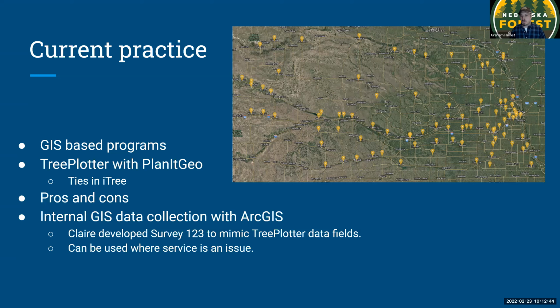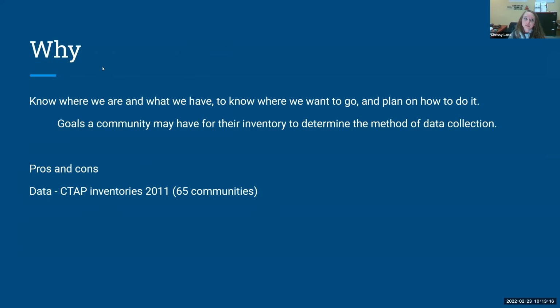The downsides, as Chrissy mentioned, is that with Tree Plotter, we need to have some level of cellular service in order to be continually adding information as it's being collected. So with the Survey 123 tool that Claire's developed, that gives us the flexibility to still collect GIS data on trees in the field in areas where service is spotty or non-existent. Right. We'll talk more too about what equipment we use in the field, and some pros and cons about that too.